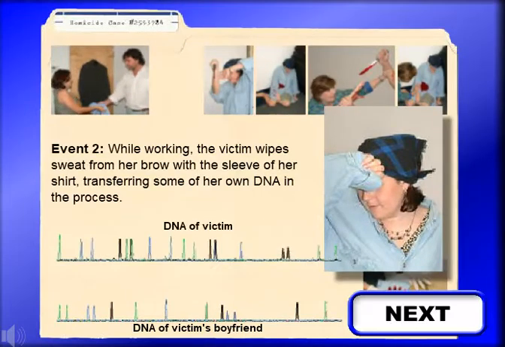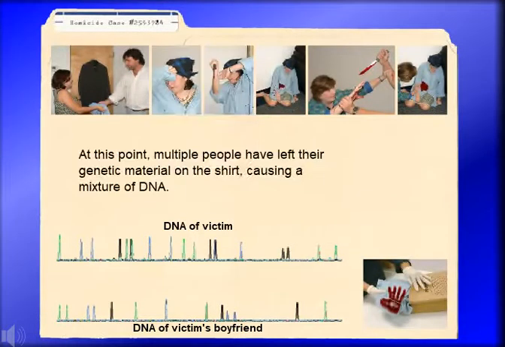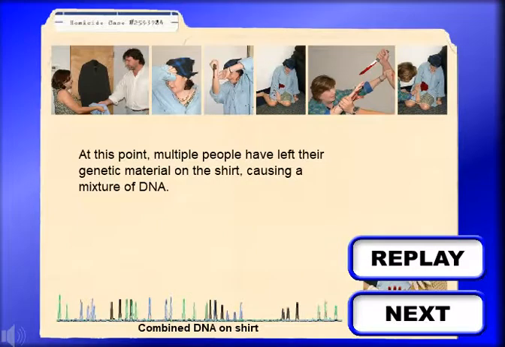Event 2. While working, the victim wipes sweat from her brow with the sleeve of her shirt, transferring some of her own DNA in the process. At this point, multiple people have left their genetic material on the shirt, causing a mixture of DNA.